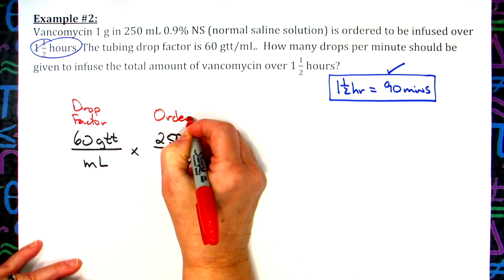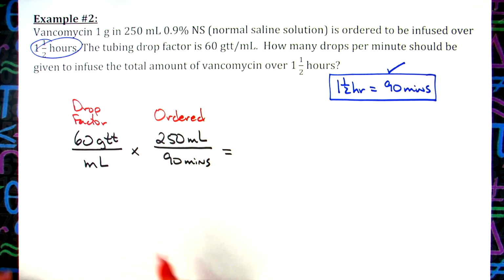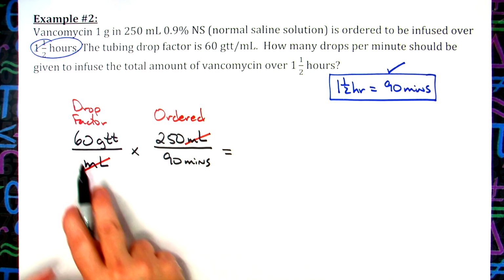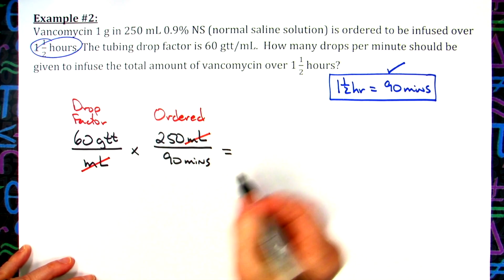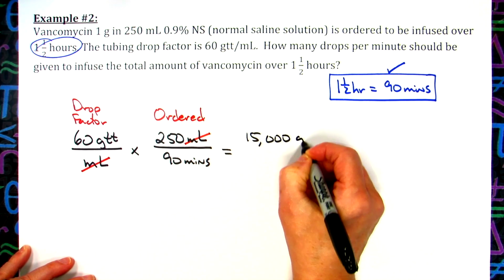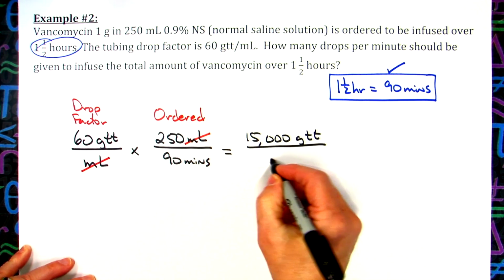All right, so this is what is ordered. Now at that point, we can take a look and we can see that that milliliter and that milliliter are going to cross out. So we'll use a calculator. 60 times 250 across the top is going to be 15,000. And it'll be drops because that's the only label that's left up there. We've got our 90 minutes in the bottom.